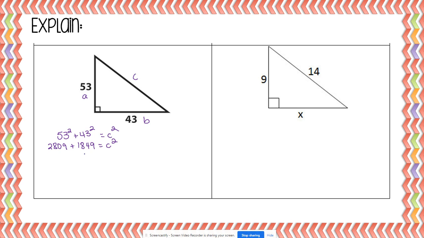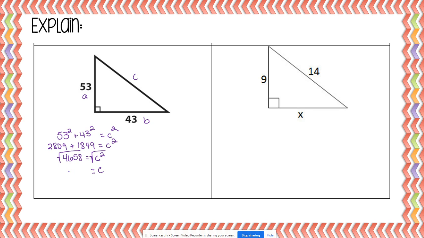Well, then I need to add those together. When I add both of those together, I get 4,658. So I have 4,658 equals C squared. So I'm going to take the square root of both sides. And when I take the square root of 4,658, I'll notice that it's not a perfect square. So I'm going to put this in simplest form.